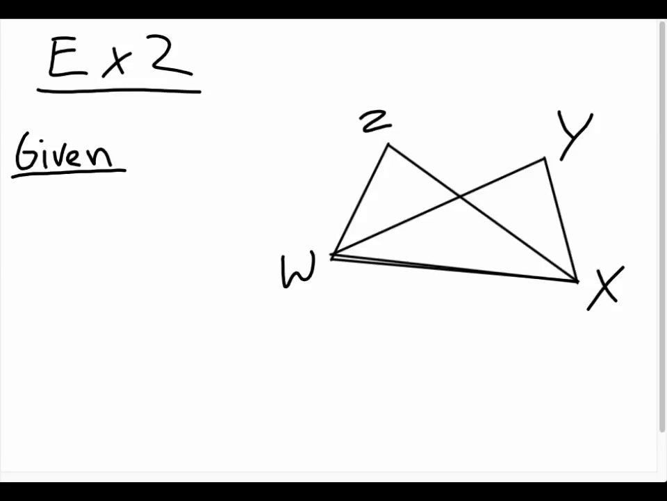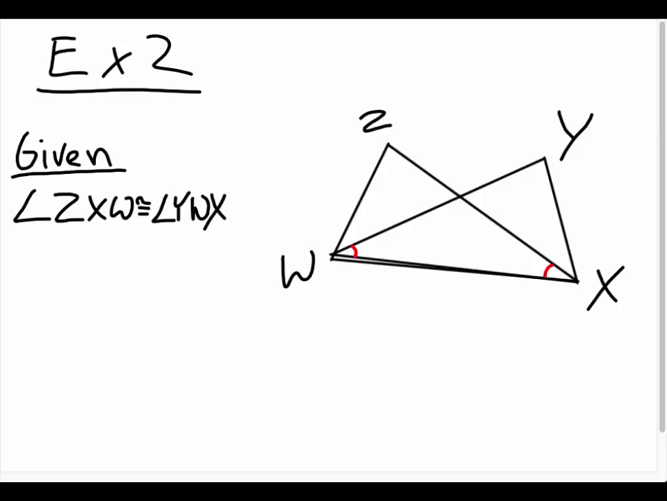So in example number 2, we have a figure like this, and so we're given a couple things. We're given that angle ZXW is congruent to angle YWX. Okay, so let's mark that on the figure. So this angle here is congruent to YWX, this angle here. My triangle's off just a little bit because the board's being difficult.